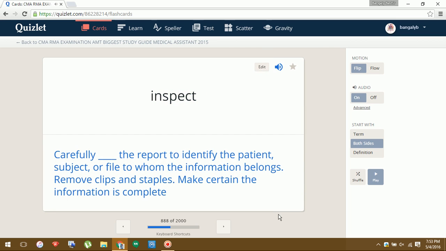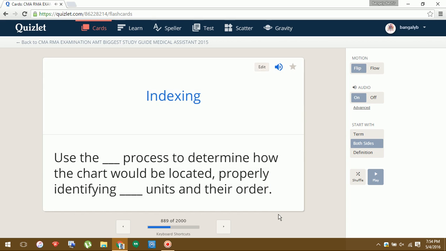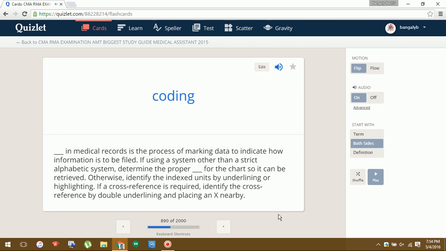Inspect. Carefully read the report to identify the patient, subject, or file to whom the information belongs. Remove clips and staples. Make certain the information is complete. Indexing. Use the indexing process to determine how the chart would be located, properly identifying name units and their order. Coding.